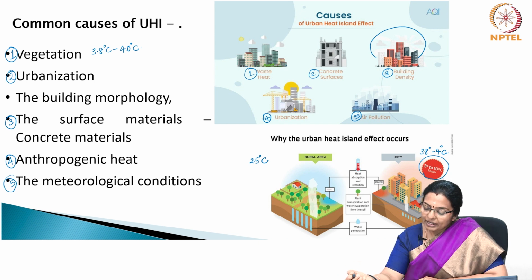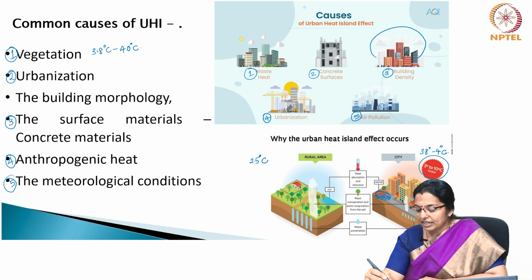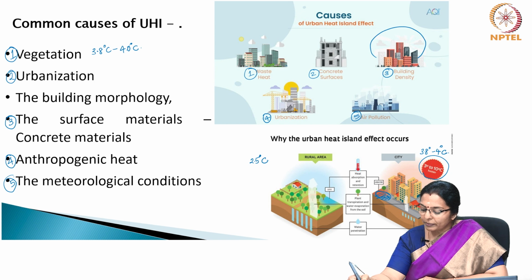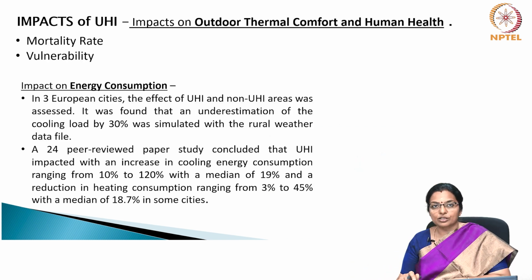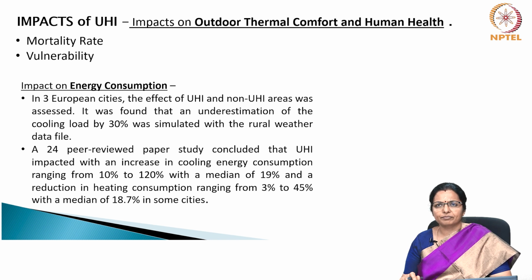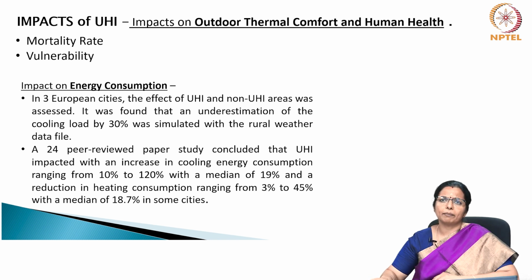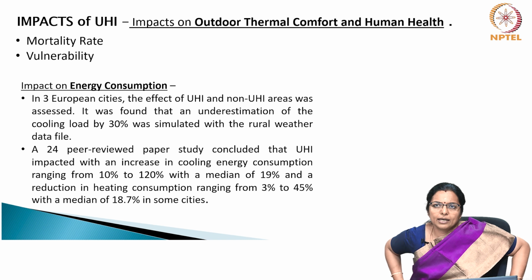It occurs because of heat absorption and retention by the surfaces, which do not have enough blue and green infrastructure. Plant transpiration and water evaporation from the soil is completely absent due to lack of vegetation, and water penetration is very less in cities. So, these are the causes of urban heat island. Let's look at the impact of urban heat island.